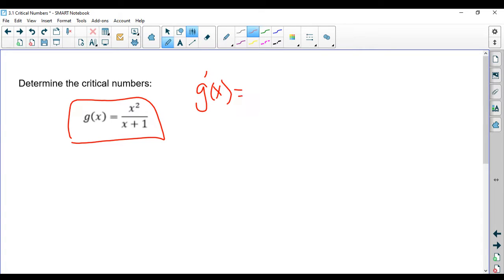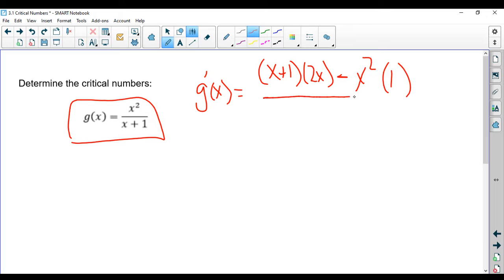So we're going to take the bottom times the derivative of the top minus the top times the derivative of the bottom, all over the bottom squared. We'll simplify the top.